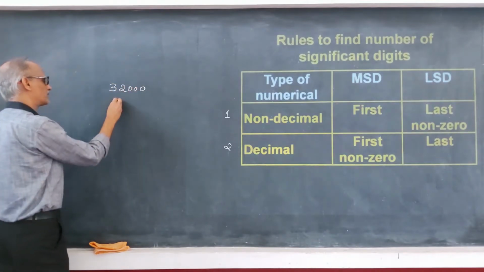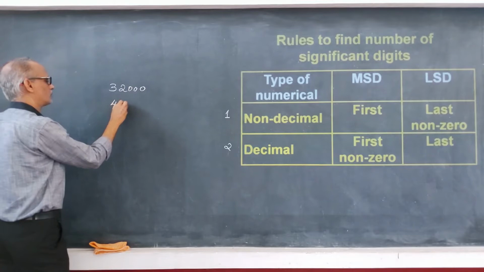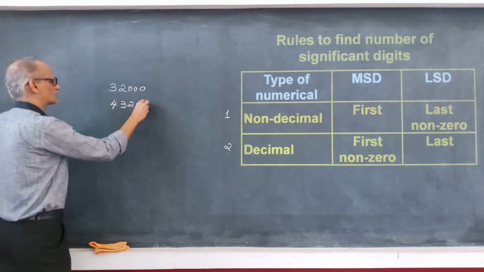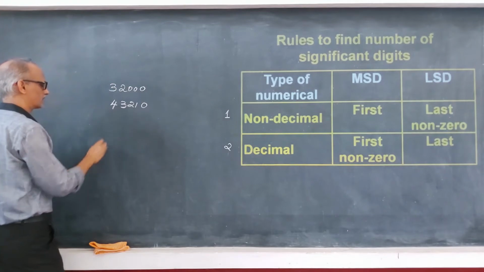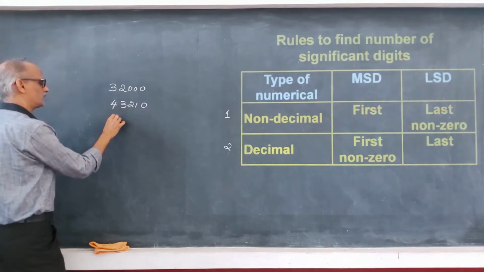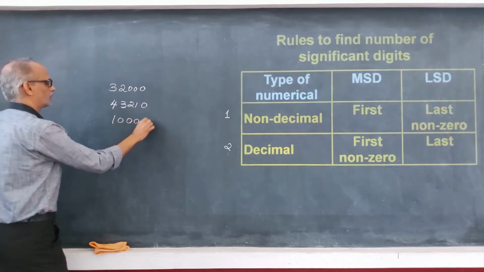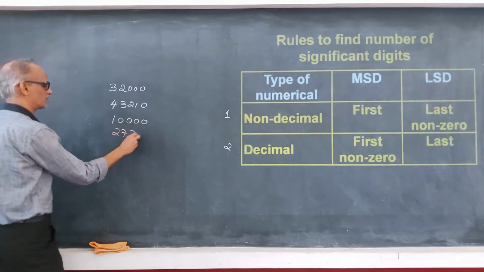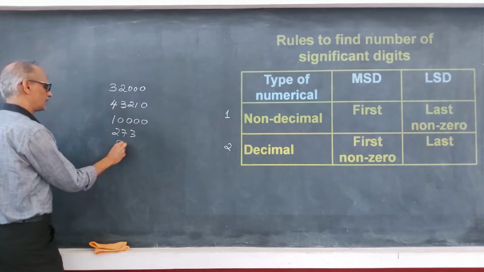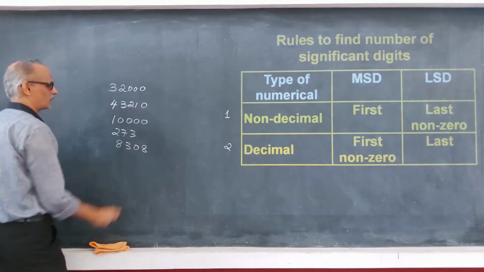Okay, then I will write another number. It's 43210. I will write one more. See, these are all non-decimal. There is no decimal involved in it. Okay, right. After that, I am going to write 10,000. Then I will write 273. Then I will write 8308. Okay, so these are all non-decimal.